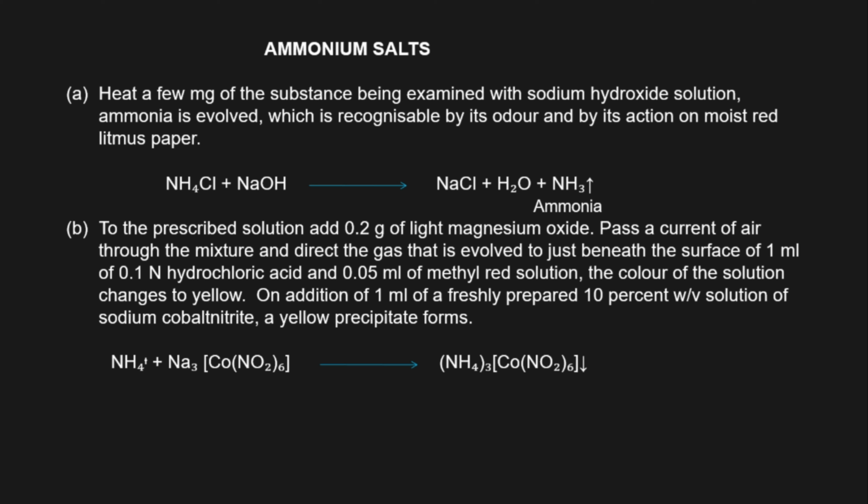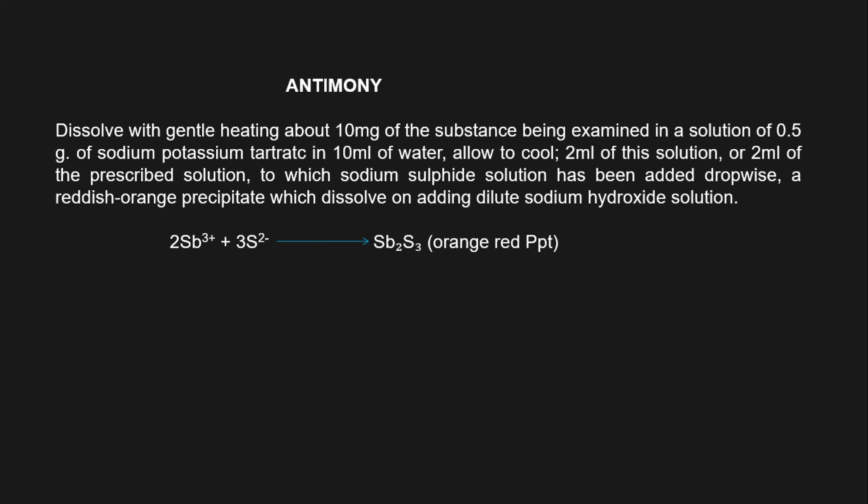The next cation which we discuss is antimony. Its identification is done as under. Dissolve with gentle heating about 10 mg of the substance being examined in a solution of 0.5 gram of sodium potassium tartrate in 10 ml of water. Allow to cool. Take 2 ml of this solution or 2 ml of the prescribed solution, to which sodium sulfide solution has been added dropwise.